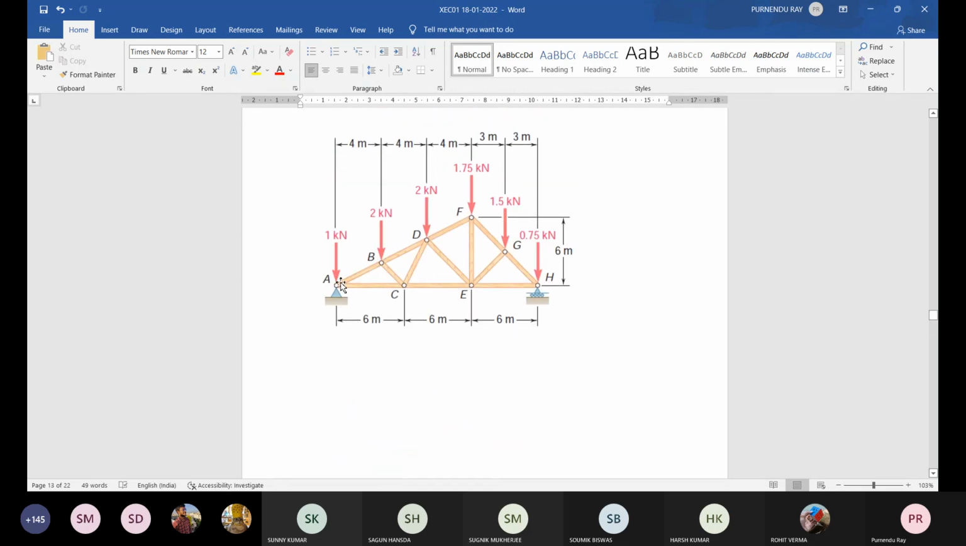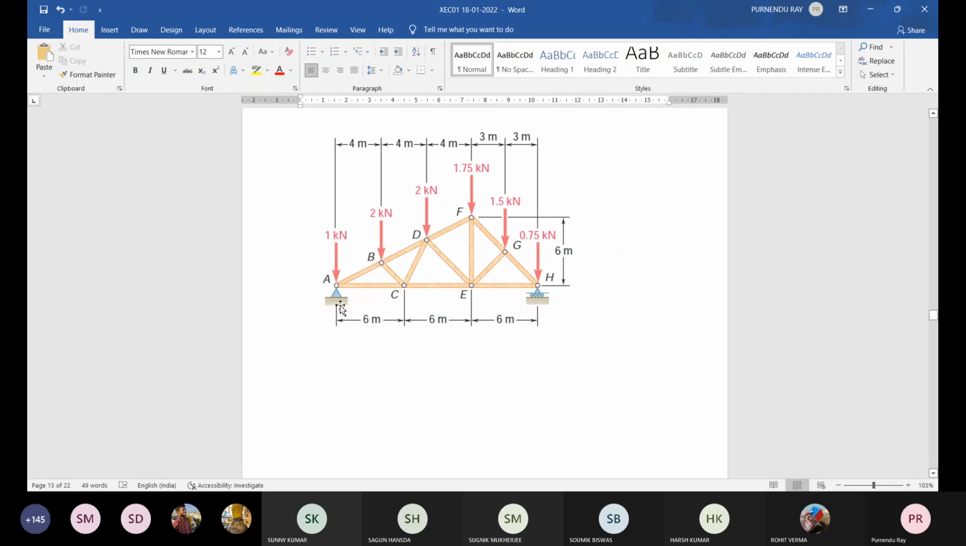Then what about the next step? Once this joint A is solved, we proceed to joint B, because this joint B gives us this force known in terms of SAB. And here only two unknown member forces are left: this one, the force in the member BC, and this one, the force in the member BD. The other one, 2 kilonewton, is the applied force at the hinge only.